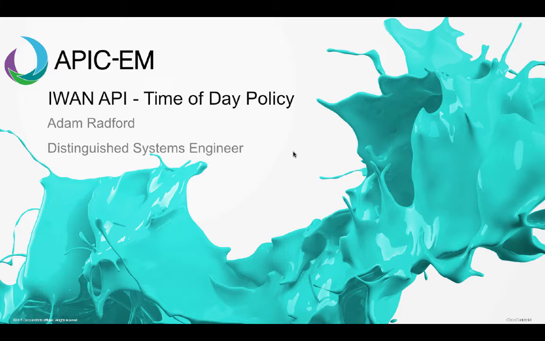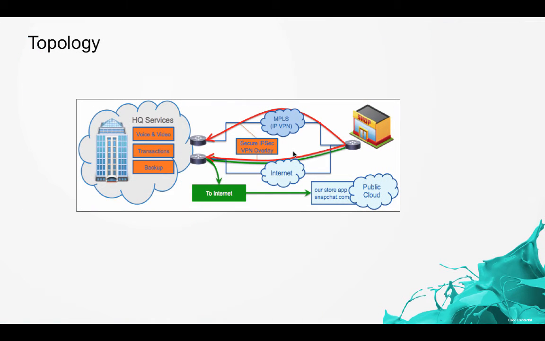For example, if you can imagine you were a retailer that had a store environment that was connected to your headquarters, you may want to choose a policy that made backup traffic a business critical application after hours or on weekends. So this is just an example of how you could use the policy APIs to interact with the APIC-EM and allow you to do something that you can't normally do in the controller via APIs.